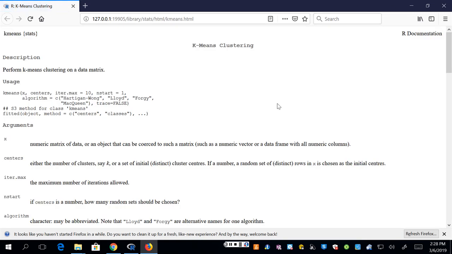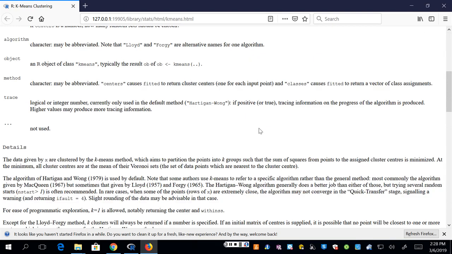There's a k-means clustering algorithm that comes with the default. You put in all your data X, a big numerical data set, and then you choose the centers, how many centers you want. There are different algorithms for finding the solution, and then you can show the different objects.